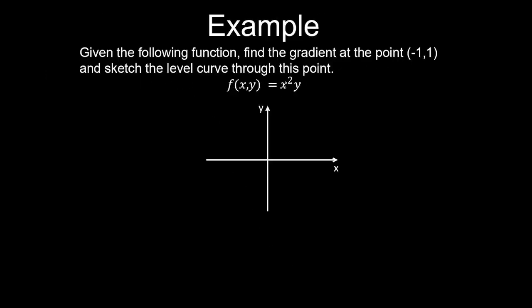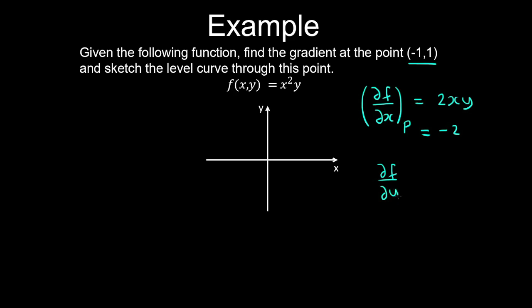Given the following function of two variables, find the gradient at this point and sketch the level curve through this point. So the gradient is the partial of f with respect to x, which is 2xy, and evaluating this at the given point, we get 2 by minus 1 by 1, which is negative 2. And the partial derivative of f with respect to y is x squared, and evaluating this at the given point, we get minus 1 squared, or 1.